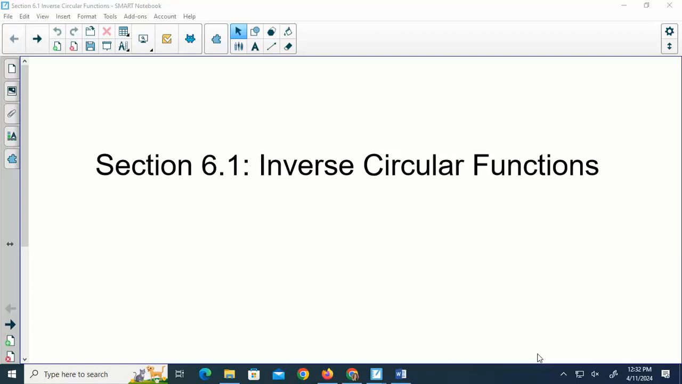Our inverse functions. So the beginning of our notes handout is just kind of a little refresh on when can we find an inverse, what is an inverse.